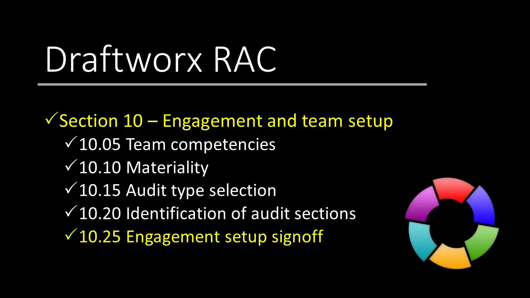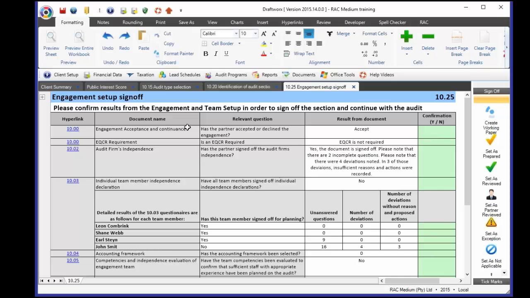10.25, this is the engagement setup sign-off document, and this comes at the end of our basically engagement setup section. Okay. Now, what this document is intended to do is just to give you a summary at the end of the day of what has happened in the engagement setup so that you're ready to go forward. As I mentioned last week, this is a document which once we implement what we call our strict adherence, you're not actually going to be able to go any further in the audit until you have signed this document off or until the partner has signed this off.